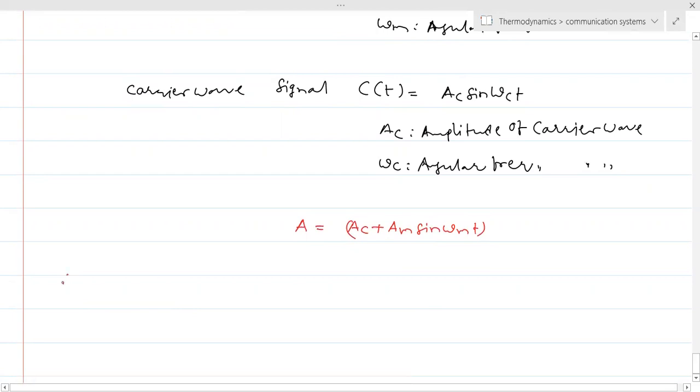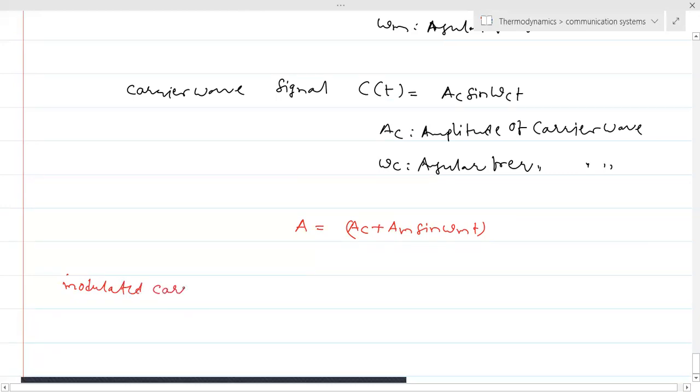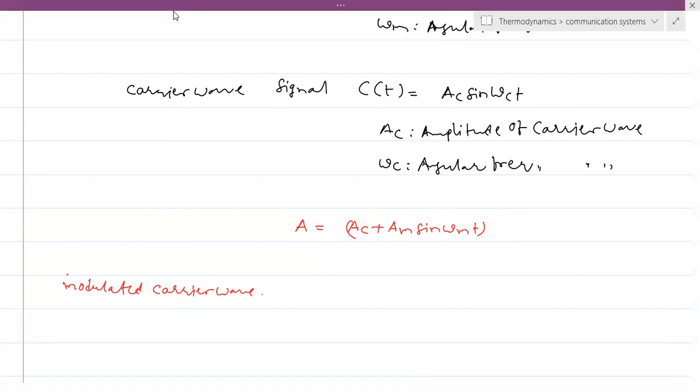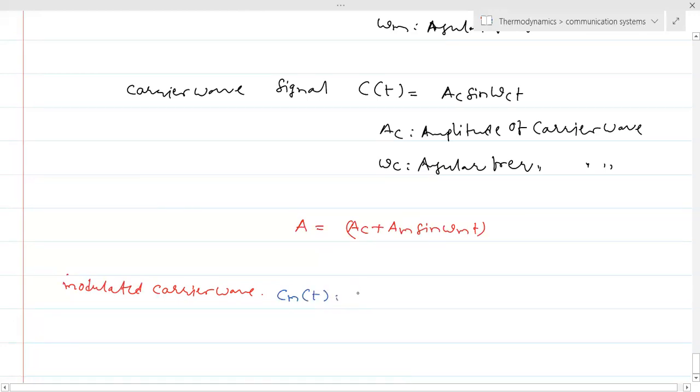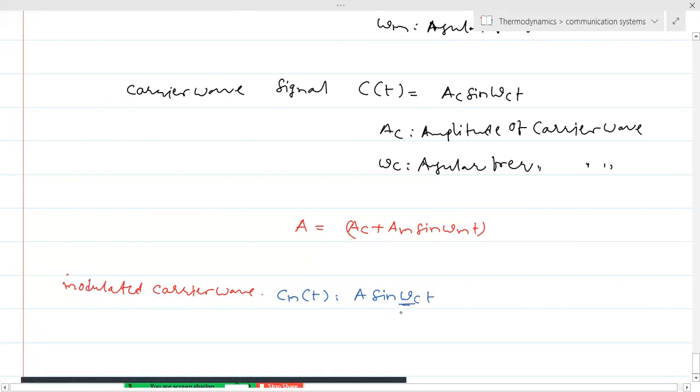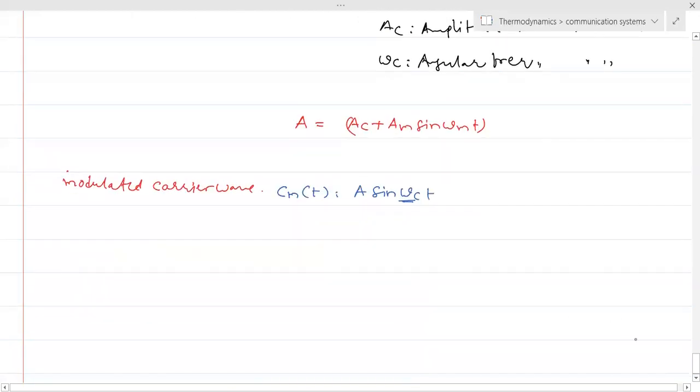And finally, we are taking the modulated carrier wave. So this is very important, modulated carrier. So you need to be very keen in understanding from now onwards. We will write A into sin omega c into t. Just now we discussed the output carrier wave has the same frequency as that of the carrier wave. Modulated carrier wave having the same frequency as that of the carrier wave. So that's why we are writing A into sin omega c into t.